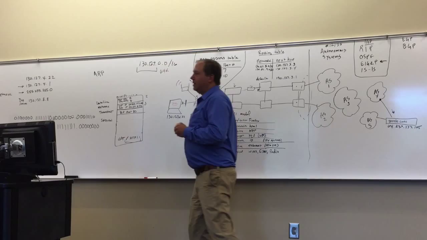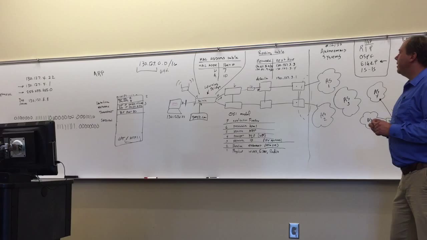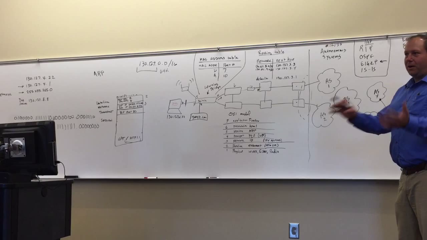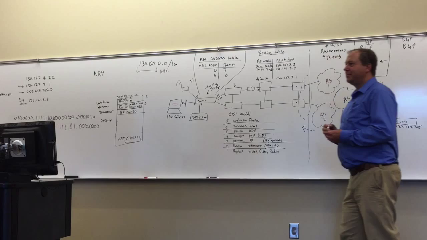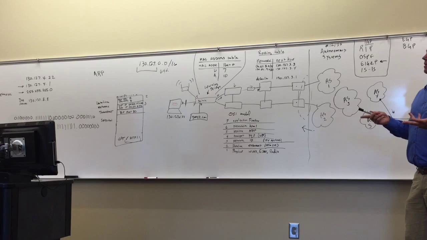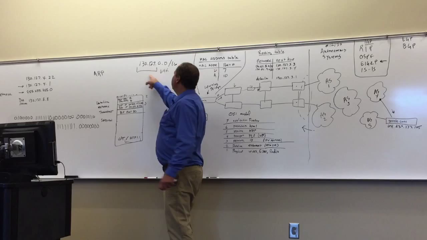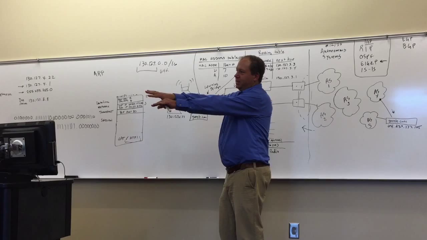And they say, okay, all right, I'll take that advertisement. I believe that I've looked it up. You are Clemson, and you are authorized to advertise that network. And in exchange for that, I'm going to send you back every single IP prefix on the internet. And there are today 500,000 prefixes, I think. So this is a network prefix. That's one. And so I'm going to say, hey, I know how to get to 131.27. And they're going to say, well, that's cool. Here's how to get to 500,000 other things on the internet.